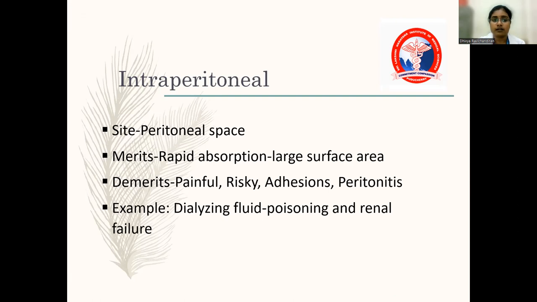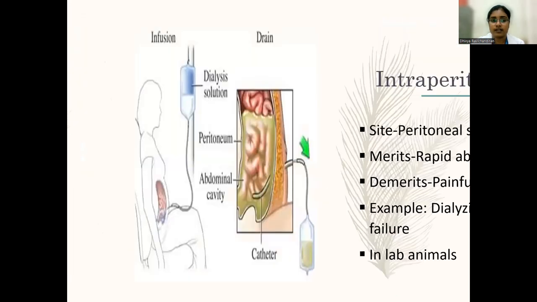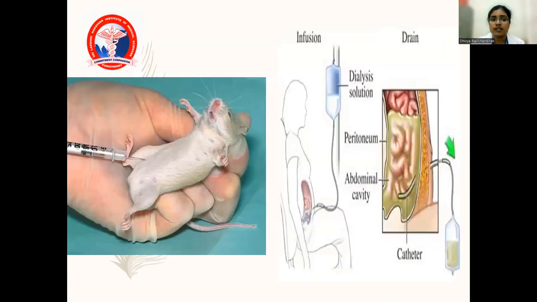Examples: mainly this intraperitoneal route is used for dialyzing your peritoneal region for kidney failure or for any poisoning, and it is most commonly used in lab animals for drug instillation. The left side picture depicts the intraperitoneal drug instillation in rats or mice. The right side picture depicts peritoneal dialysis. First is infusion of dialysis solution into your peritoneal cavity, and then draining the content via catheter. That is the second picture.